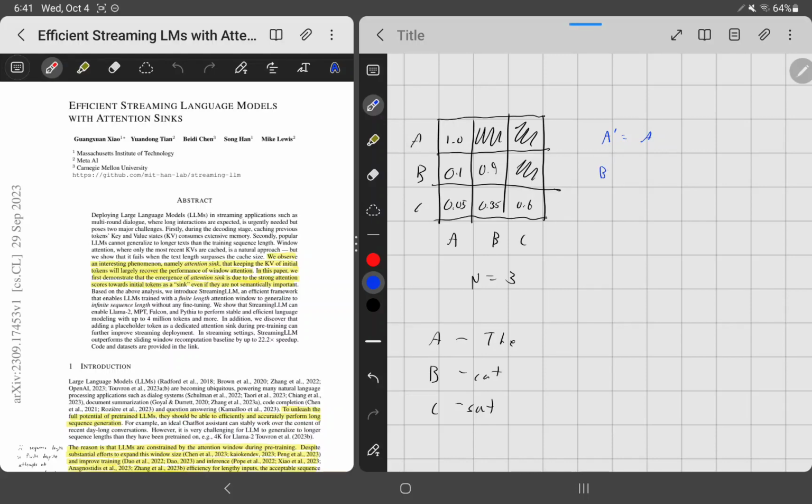Now B prime is going to be equal to a little bit of the word A, because why not, it's just kind of arbitrary, plus a majority of itself. Now, the important case, the word C, is going to be composed of a little bit of the word the, but mostly what it was before, and it's going to have information from the word B now, from the word cat. So now maybe it can infer what is doing the sitting from this information here. So 0.35 times B plus 0.6 times C.